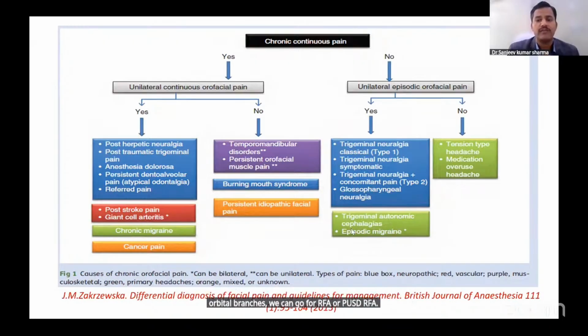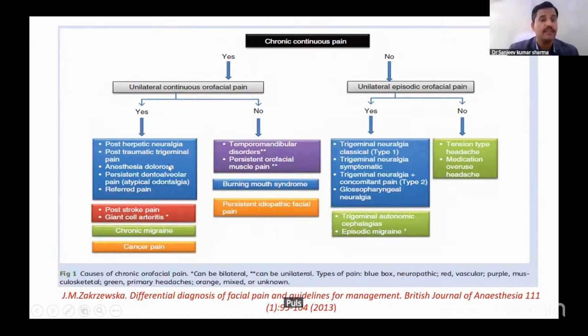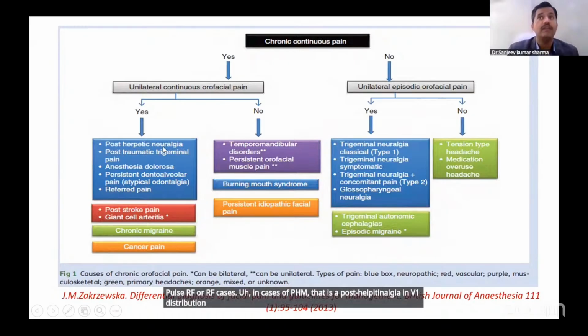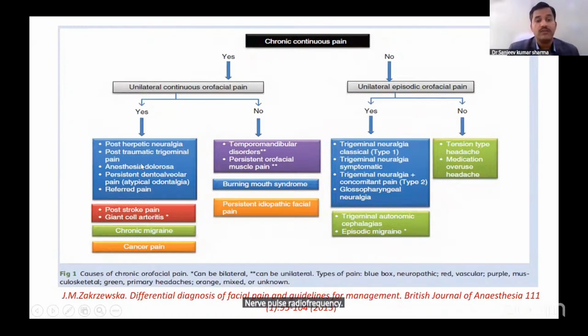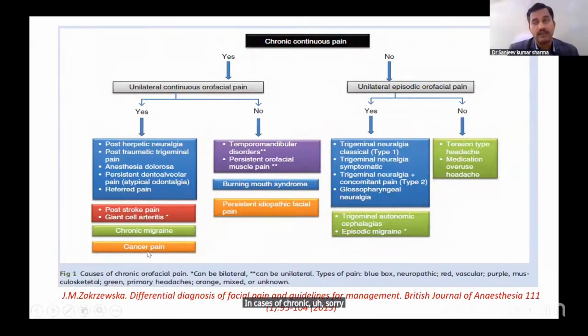RFA. In cases of trigeminal autonomic cephalgia, that is cluster headache or sphenopalatine neuralgia, we can go for pulse RF or even RFA also. In cases of persistent orofacial muscle pain, or persistent idiopathic facial pain, we usually go for sphenopalatine ganglion pulse RF or RF. In cases of PHN, that is post-herpetic neuralgia in V1 distribution, we go for supraorbital nerve pulse radiofrequency. In cases of post-traumatic trigeminal pain, we can go for selective nerve branch radiofrequency ablation. In cases of chronic cancer pain due to malignancy, we can go for selective nerve RFA.